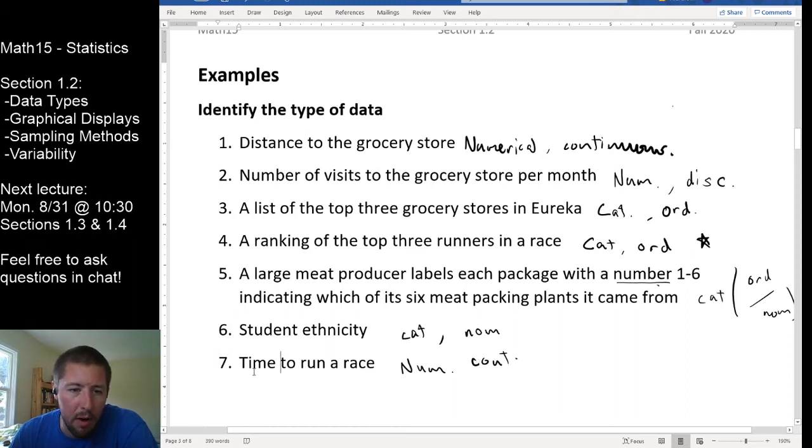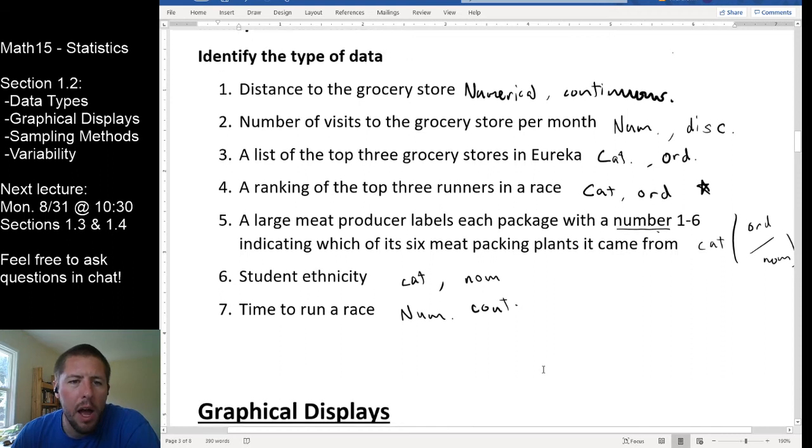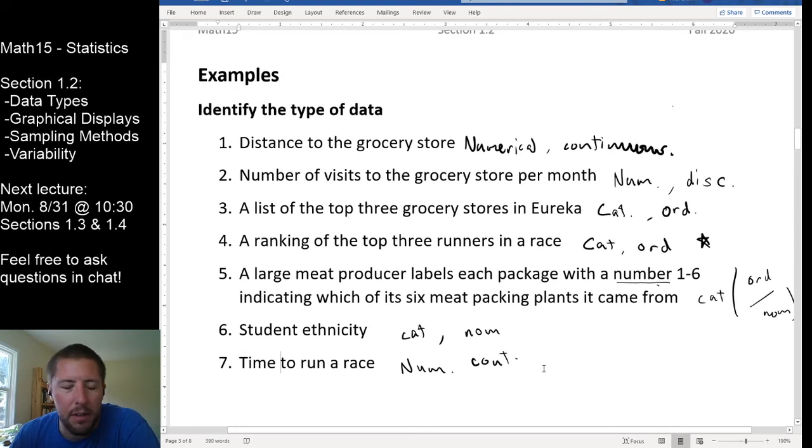Time, in one sense, is always continuous, but we always have a limit to the fineness to which we measure time, and so it always has a limit there, which could cause us to think of it as being something discrete. So I think that's all we got for data types there. We talked about that for a solid 30 minutes right here.